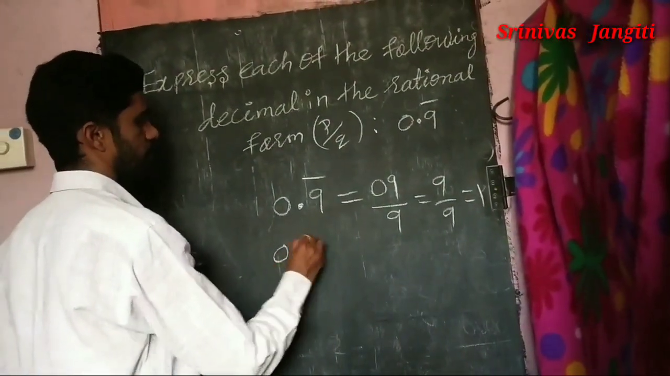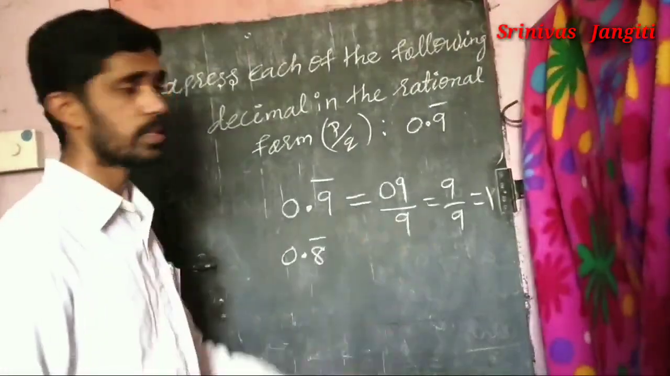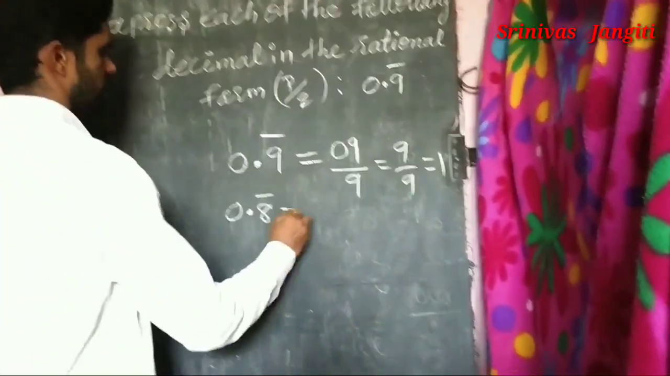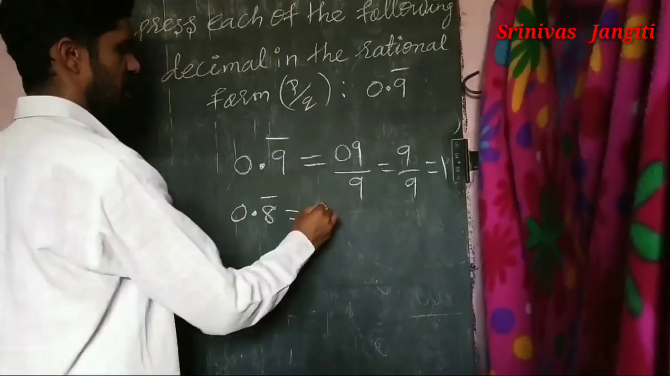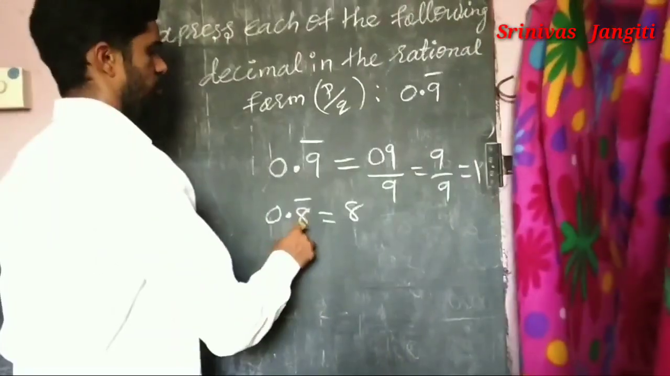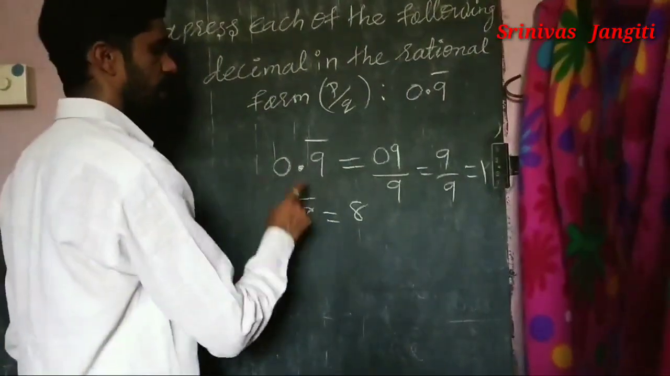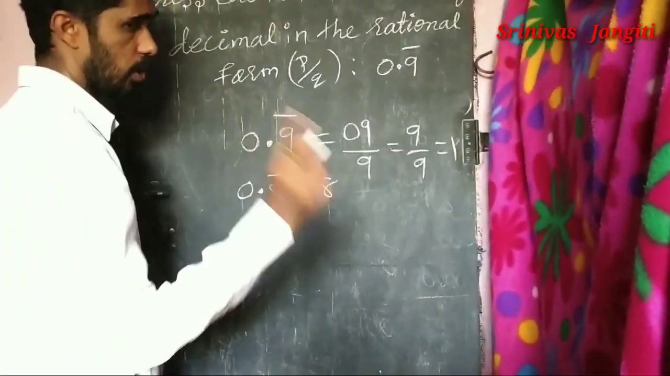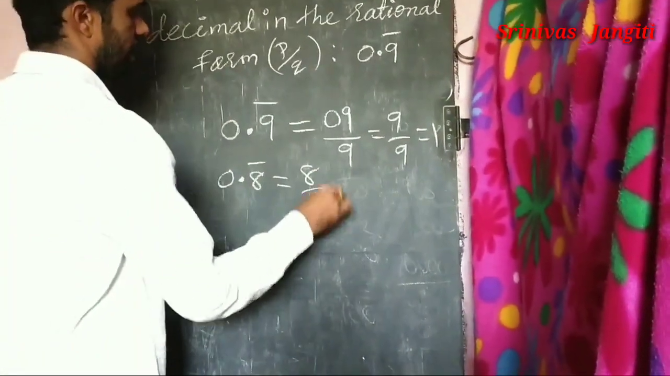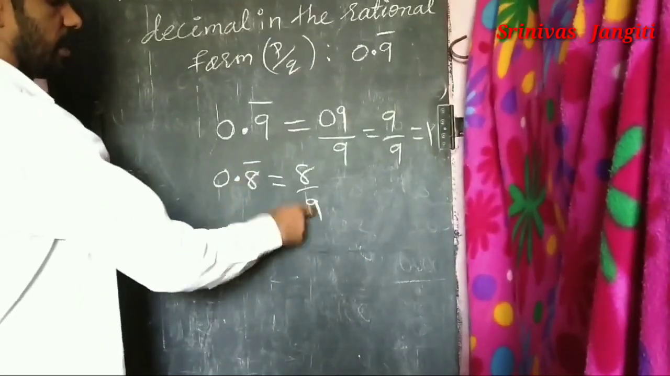Suppose 0.8 bar. What is the answer? Come and tell me without that. Yeah, very clever. What is this? 0, 8. That is 8, completely 8. How many digits have the bar? 1 digit. Then your denominator is 9, and your numerator is 8. Again 9 only. Why? 1 period means one 9.